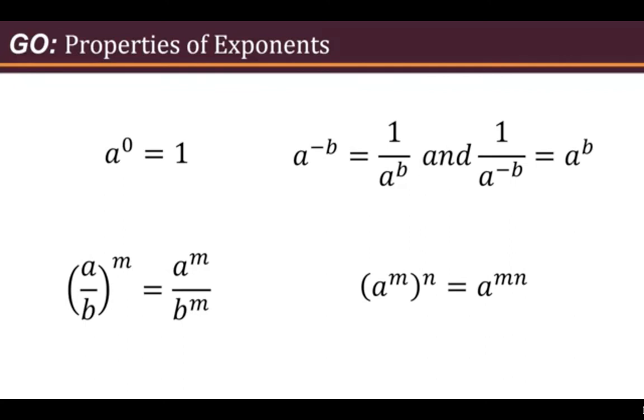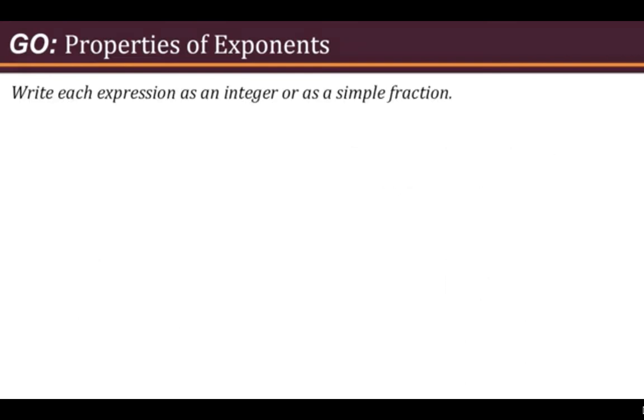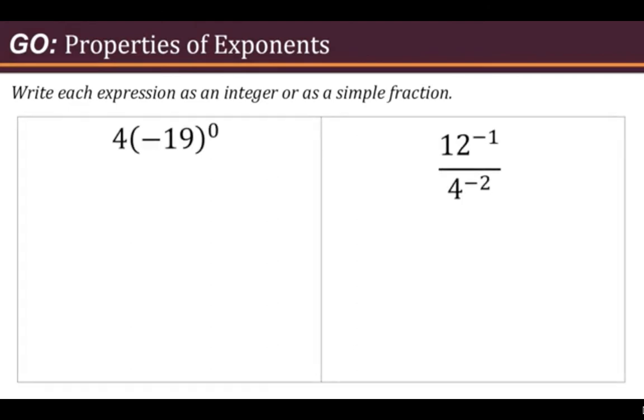As you work through problems 22 through 30, use these properties to simplify each expression. Also, remember to consider order of operations. Here are some examples. Write each expression as an integer or as a simple fraction.